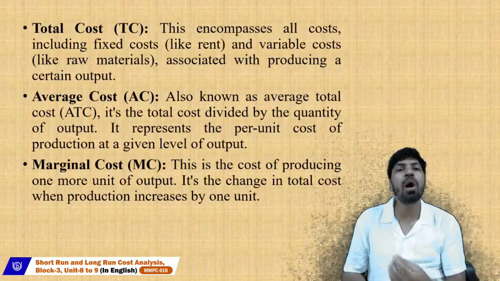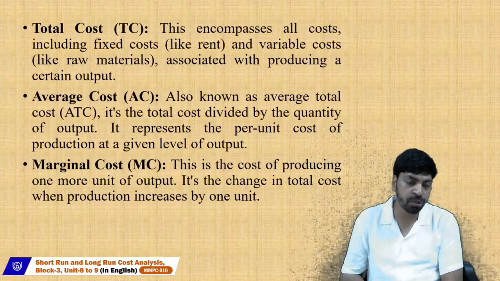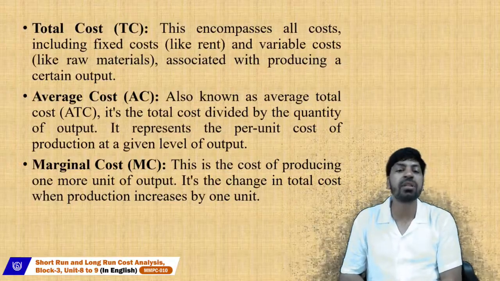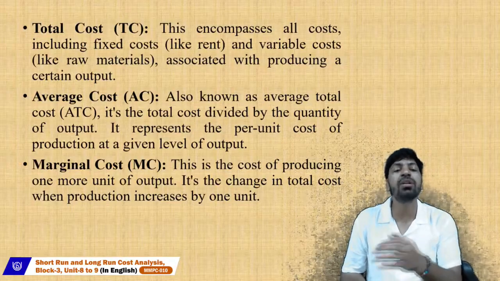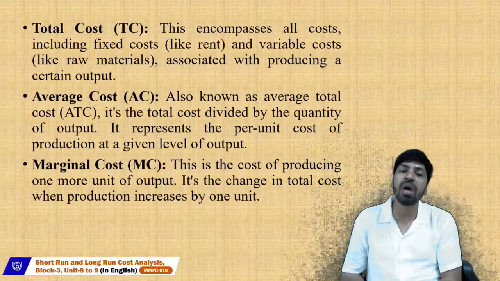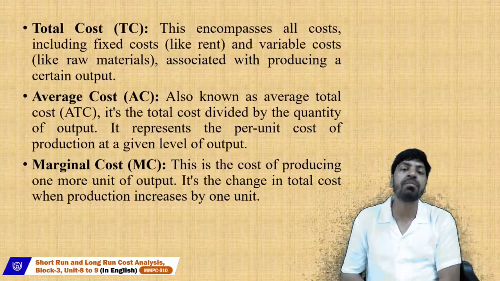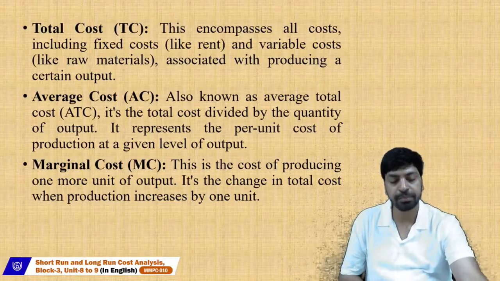Marginal cost is the cost of producing an additional unit of output. It is the change in the total cost when production increases by one unit. That becomes the marginal cost.